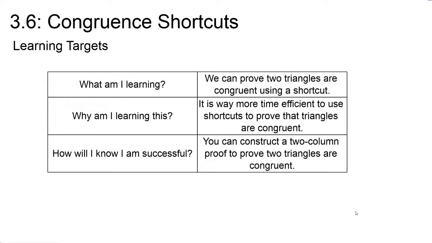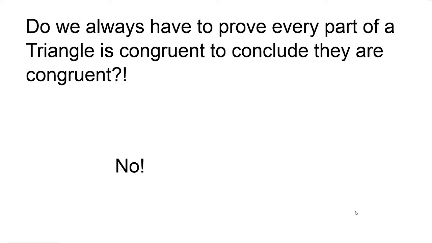So we are learning that we can prove two triangles are congruent using a shortcut, because it is way more time efficient. You'll know you're successful when you can construct a two-column proof to prove that two triangles are congruent using a shortcut, and today's shortcut is going to be SSS.